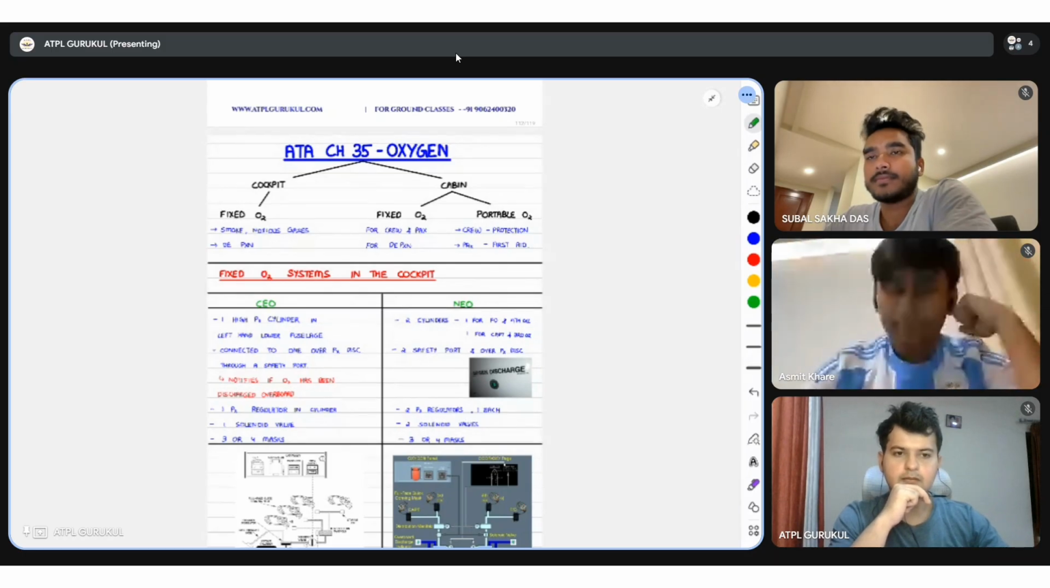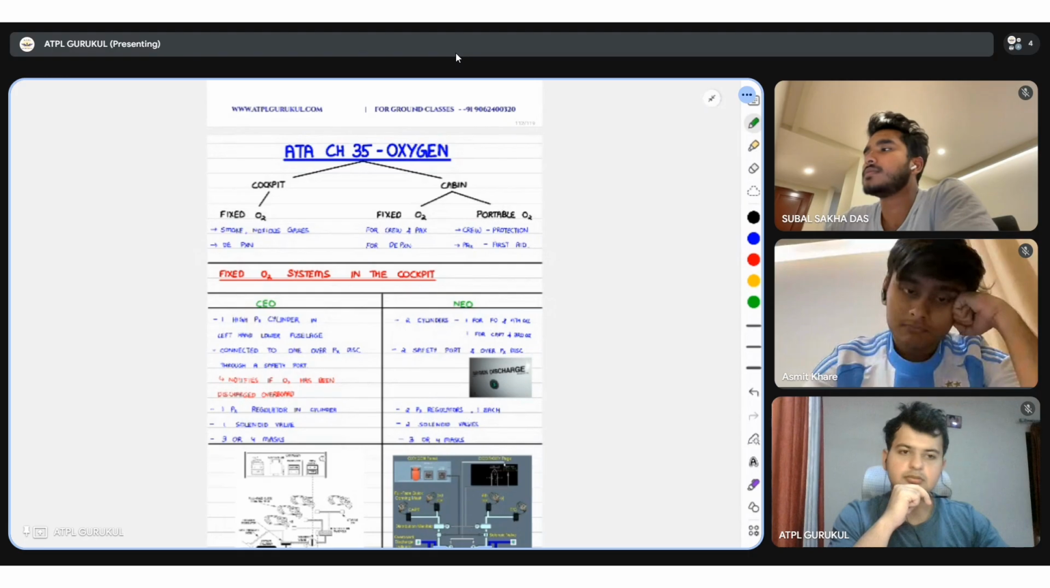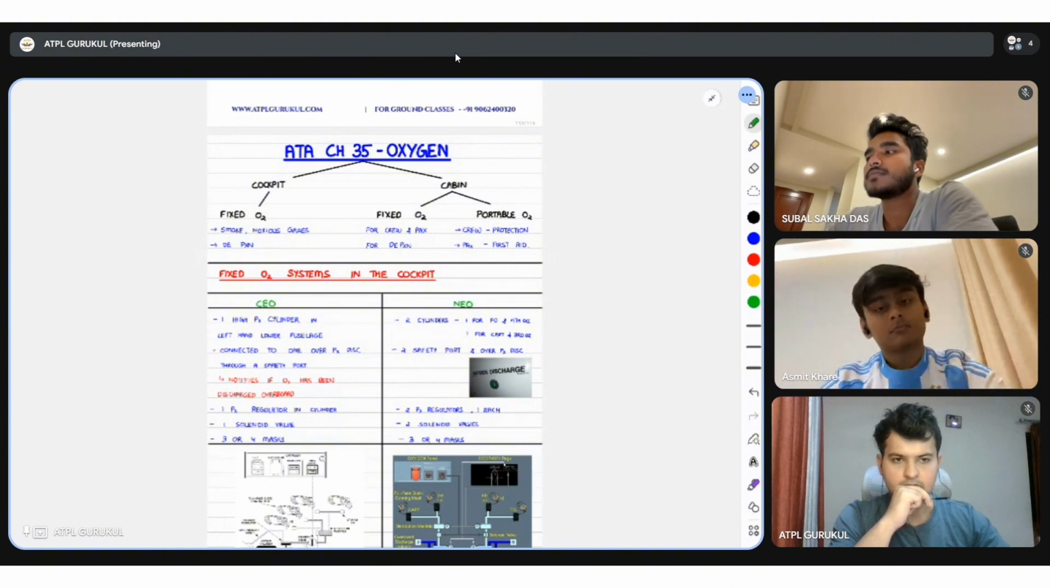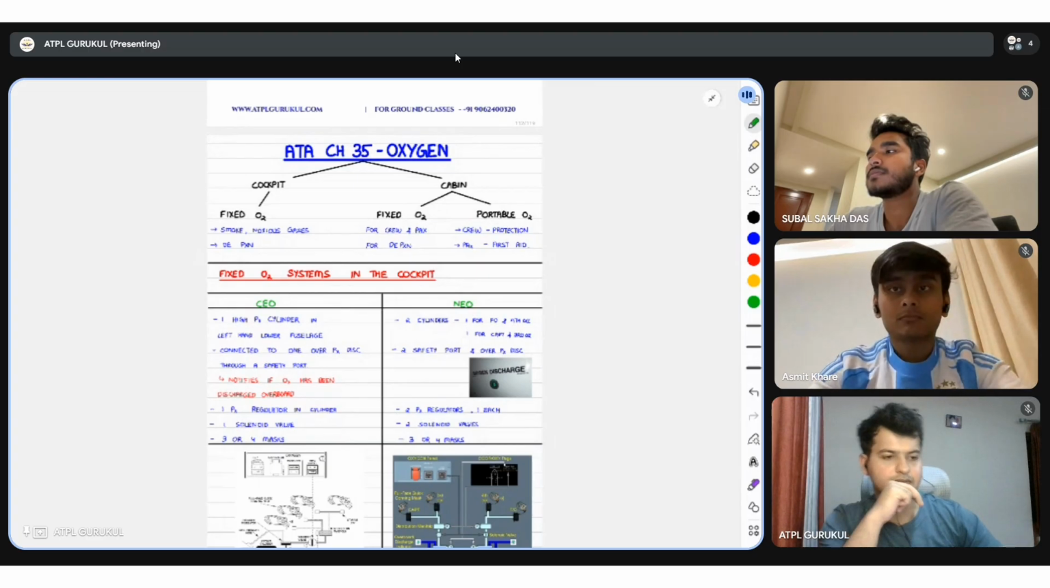Is everyone there? Great. Let's have a look at oxygen systems. Under oxygen, we have 35, 10, 20, 30, 40. 10 talks about basically the general description, right? And 20, 30, 40 are the subparts. Let's go to general first and let's go to the description.